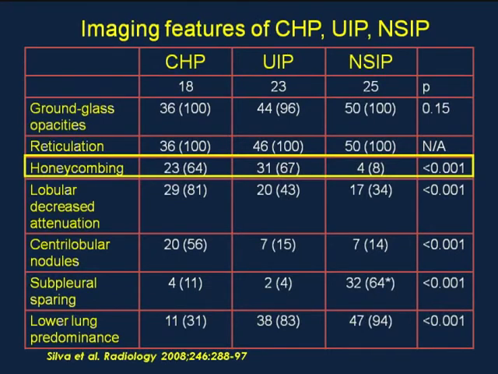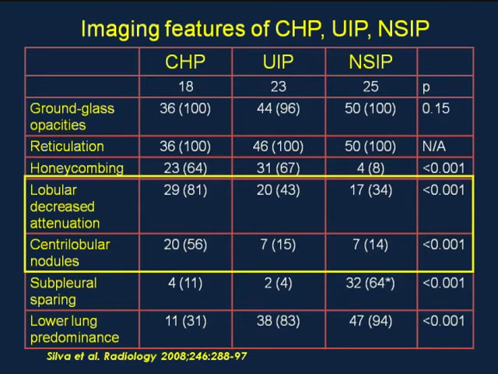Now, a lot of our practice, as I said, is the fibrosing interstitial pneumonias, and you're sitting there trying to figure out, is it chronic HP, is it UIP, or is it NSIP? What are the features that help us make that diagnosis? Another paper from Dr. Silva shows that honeycombing, as we already said, is uncommon in NSIP, and should make you think of chronic HP or UIP. Lobular areas of decreased attenuation should strongly suggest chronic HP. I showed you an example of that already, and likewise centrilobular nodules. You have to look for those findings.